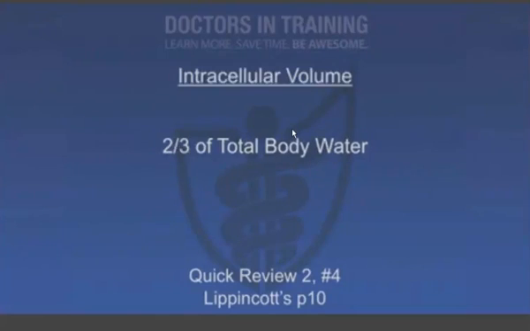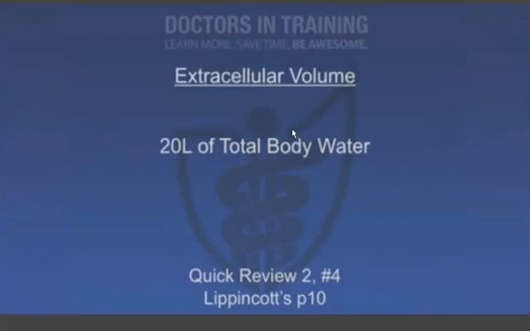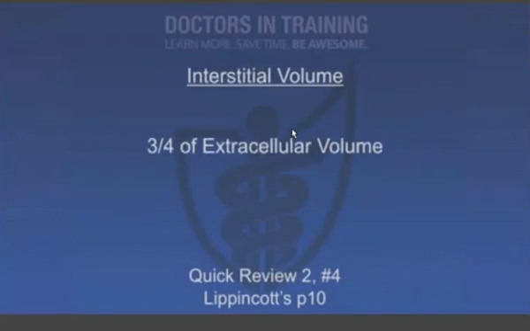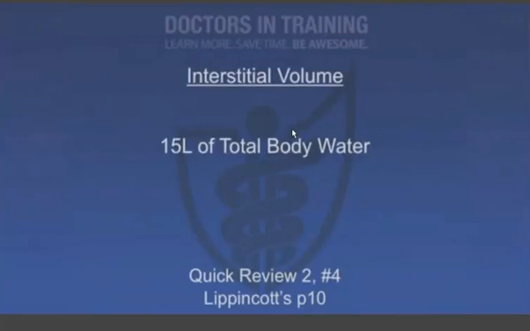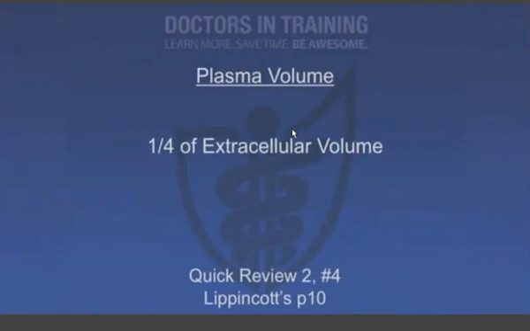Intracellular volume is 2/3 of total body water. So the number of liters in this 100 kilogram patient would be 40 liters. Extracellular volume is 1/3 of total body water. So here we have 20 liters. Interstitial volume is 3/4 of the extracellular volume. So 3/4 of that 20 is 15. And then plasma volume is 1/4 of the extracellular volume. So that would be 5 liters.